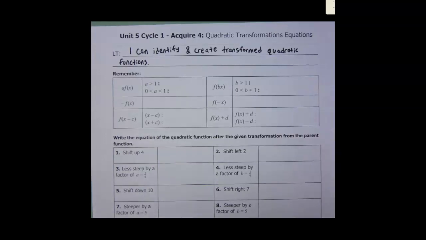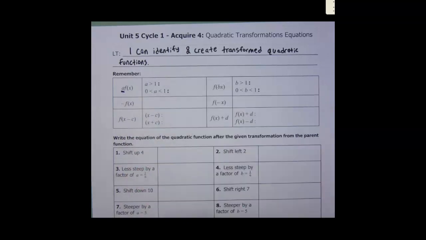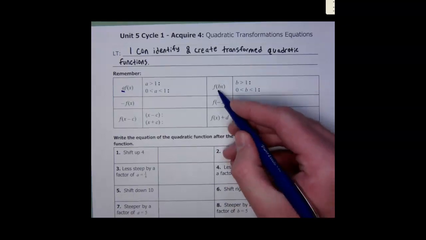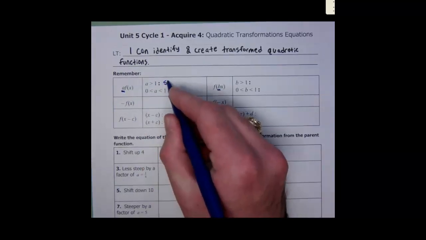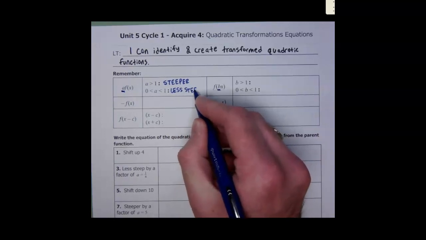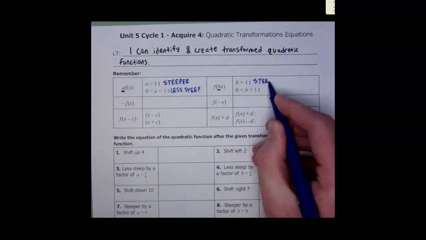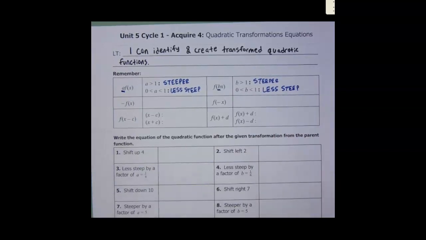Okay, so as a review, we have different rules for different kinds of transformations. The first type is if you're multiplying a number by the function. If you're multiplying it outside the parentheses, let's call it A. But if you're multiplying inside the parentheses, right next to the X, that'd be B. In both cases, if that number is greater than 1, it's going to be steeper, and if it's less than 1, it's going to be less steep. Same rule applies for both of them.